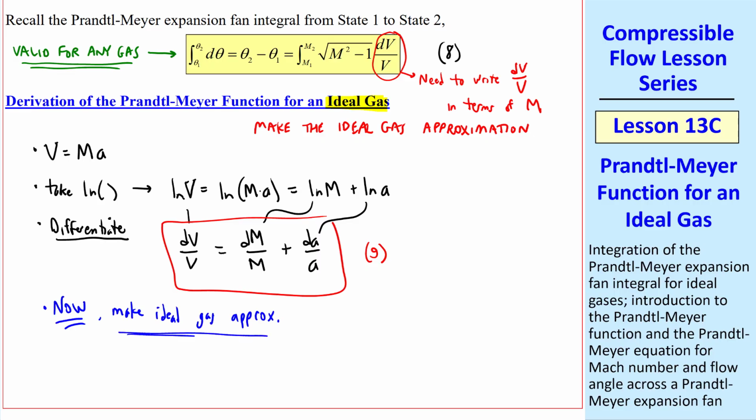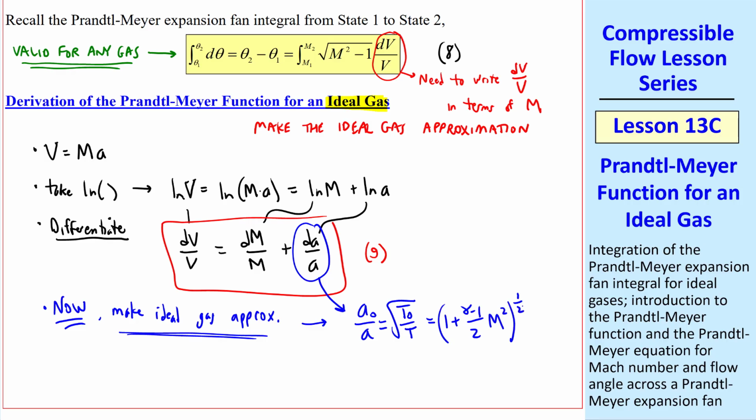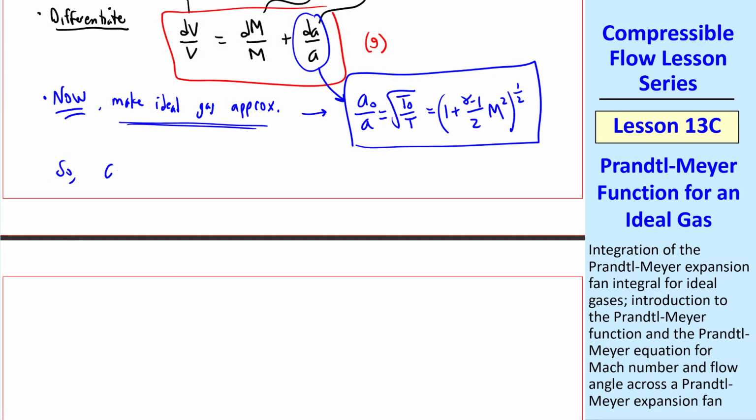Now we make the ideal gas approximation. This left-hand side is what appears in equation 8. This is already in terms of Mach number, so we want to get this in terms of Mach number. Well, for an ideal gas, we know that a naught over a is the square root of T naught over T, which is the square root of 1 plus gamma minus 1 over 2 M squared, which we can rewrite as a equals a naught times 1 plus gamma minus 1 over 2 M squared to the negative 1/2.